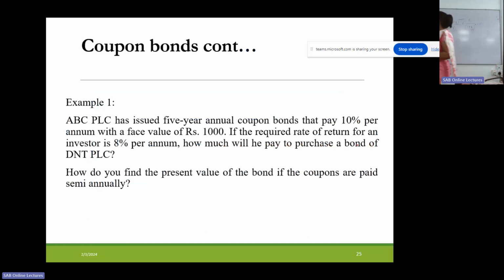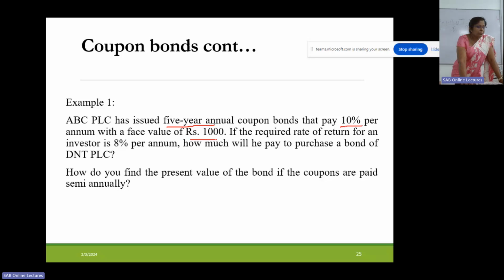Now look at this example. ABC PLC has issued 5-year annual coupon bonds. Coupon is paid annually, which pays 10% per annum with a face value of 1000. Now you can look at the features there. This is a 5-year bond, so time to maturity is 5 years. This is a coupon bond. Coupon rate is 10%. Face value is given as 1000.